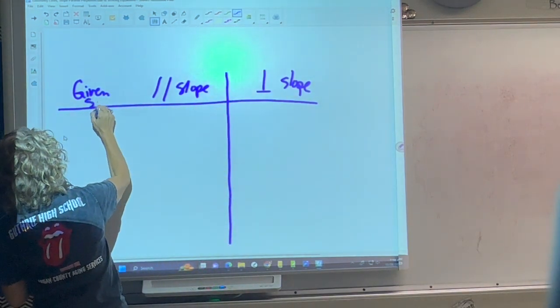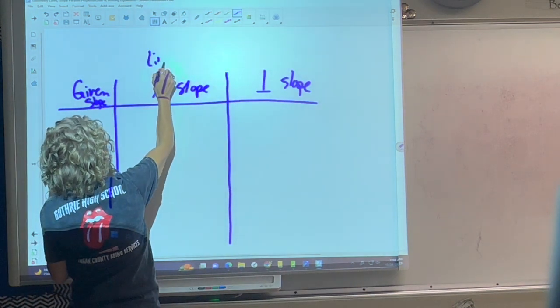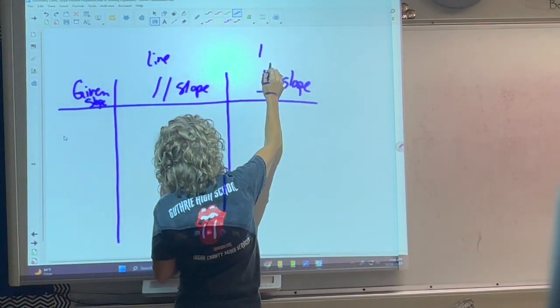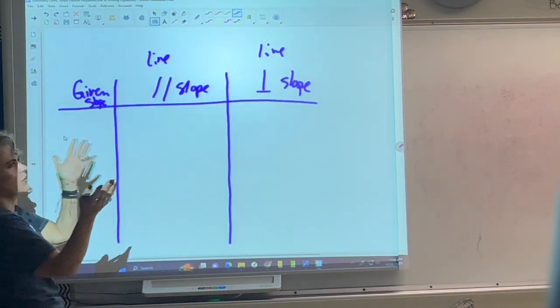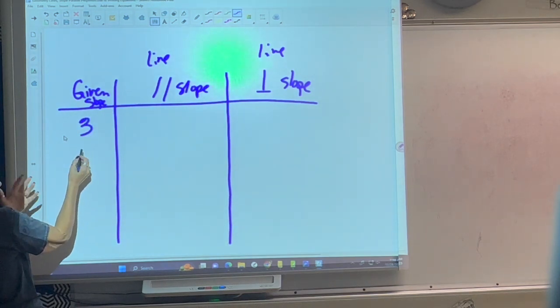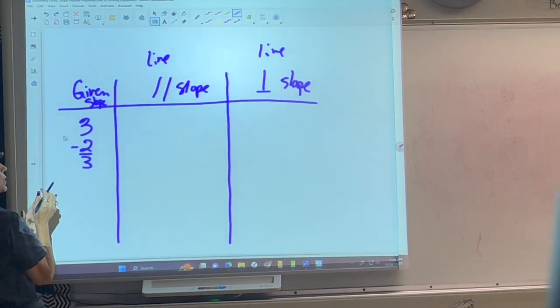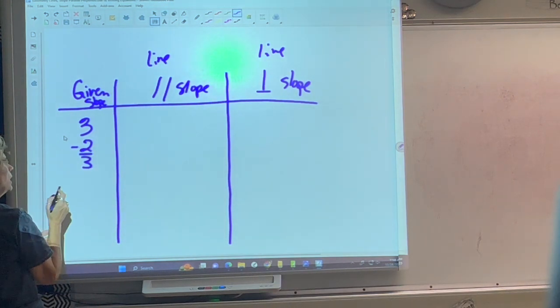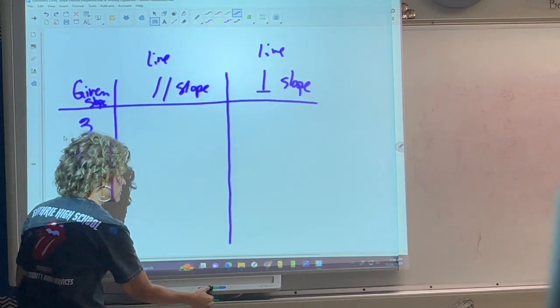Okay, this is our given slope. This would be a line parallel slope, and this would be a line perpendicular slope. So let's say, I don't know, make it easy. Given the slope 3, and then we'll give the slope of a negative 2/3, and then we're going to be given the slope, I don't know, 1/7. I think that's good enough. I think that will get us what we need.